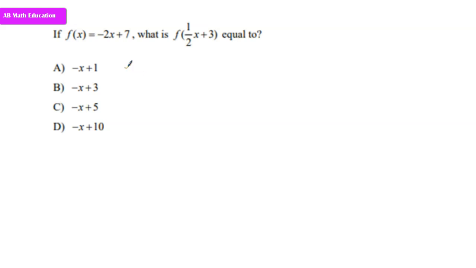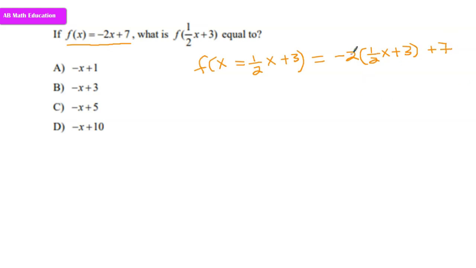So you have been given f of x is equal to negative 2x plus 7. Now they want us to find f of 1/2 x plus 3. So what you have to know is that the x has been replaced with half x plus 3. Wherever we see x in the actual expression, we have to substitute this for it. So negative 2, and now that x has been replaced with the whole of this, you write your half x plus 3, and then plus 7.